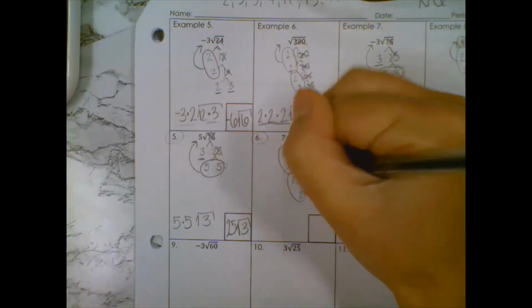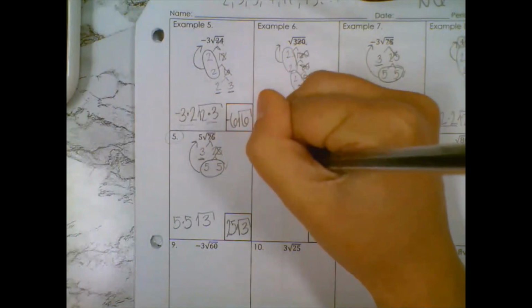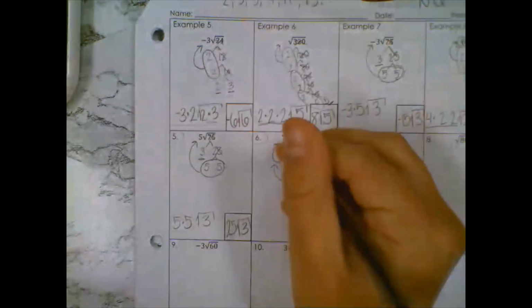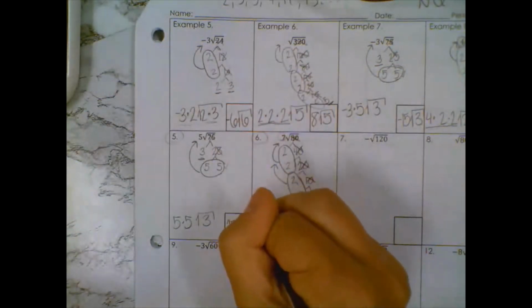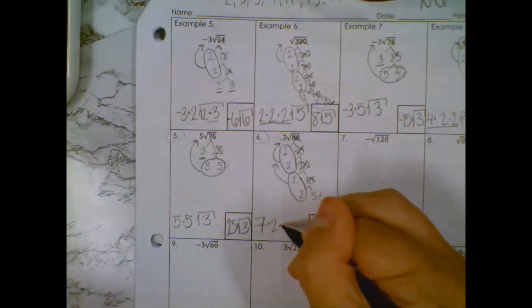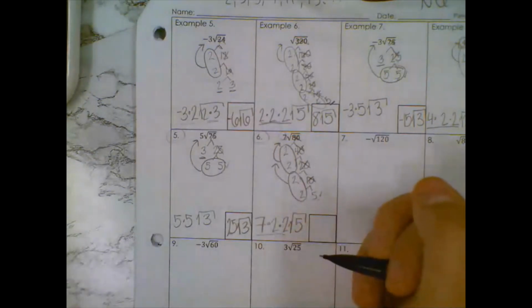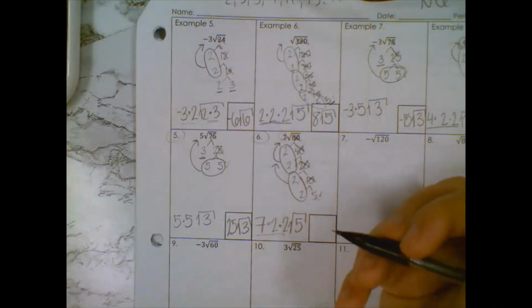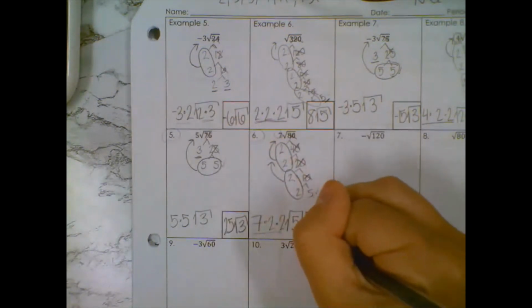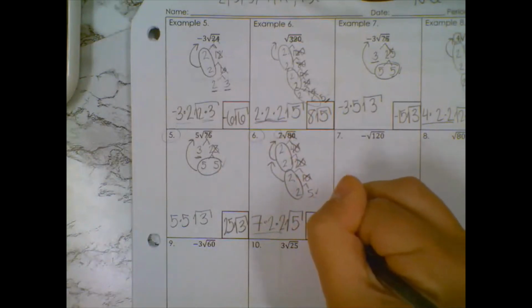Couples go out, so look for all your couples. So I have 2 sets of couples. Both of those come out with the 7 that was already there. So 7 times 2 times 2, and that 5 goes back in. So 7 times 2 is 14. 14 times another 2 is 28. So we have 28 root 5.